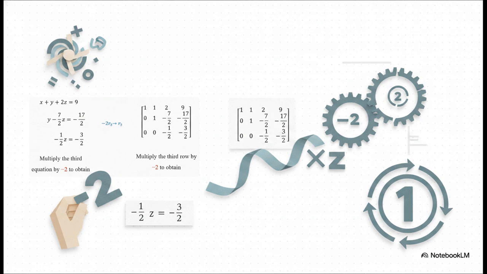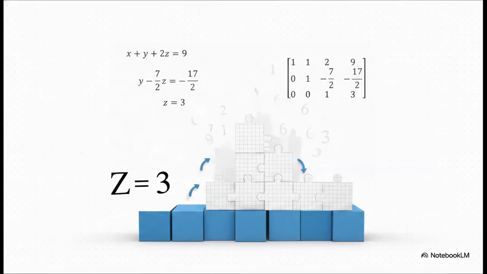Obviously, we want z all by itself. To isolate our target number, we simply multiply that entire third row by -2. Multiplying a whole row perfectly maintains the equation's balance. And just like that, boom, the fractions disappear. We've established a clean, solid 1 in the bottom right corner of our variables. Okay, we have officially stabilized the bottom row.